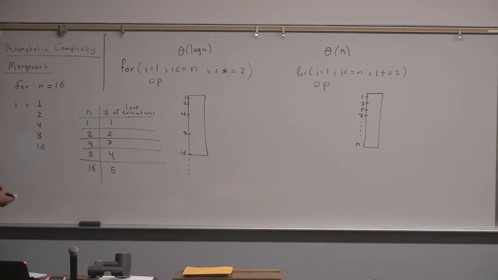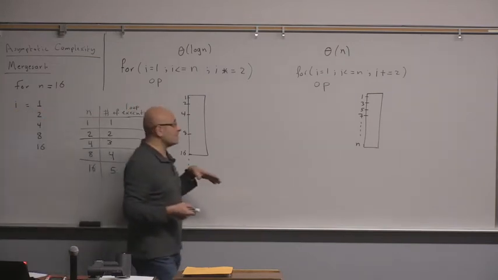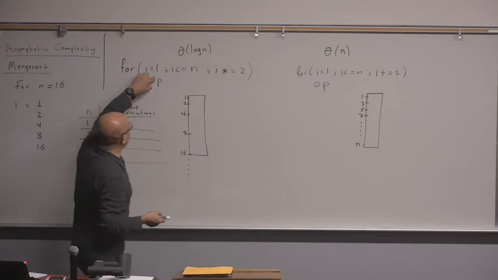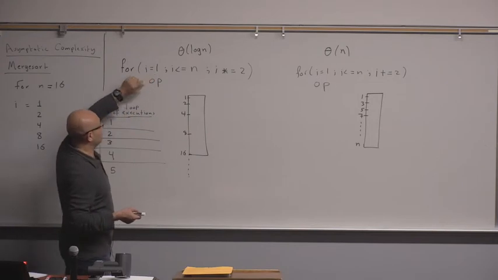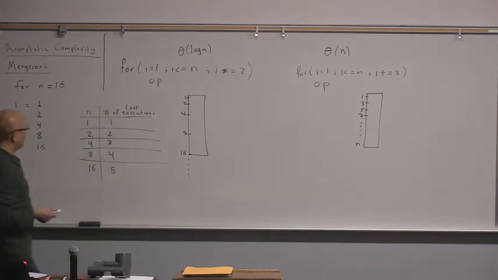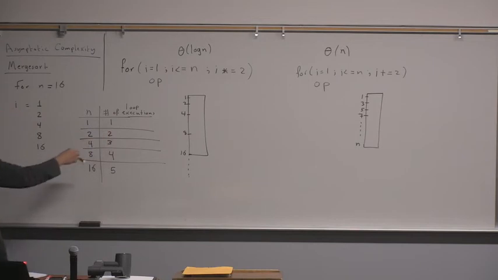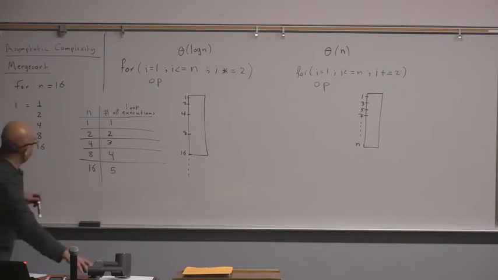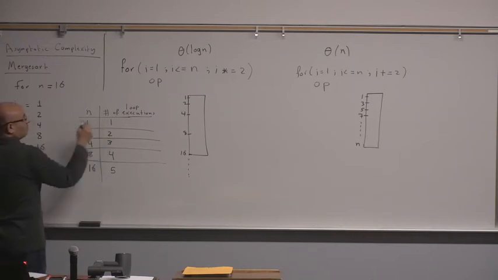So the number of loop executions is the number of times this will get executed, which is the asymptotic complexity of the algorithm. It's how many times this operation will get executed. And what's the mathematical relation here? The mathematical relation between the number of loop executions and n is what?